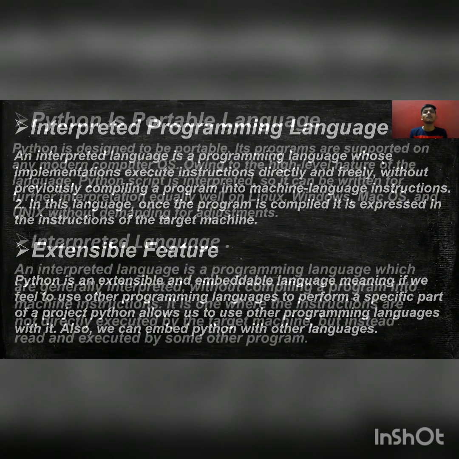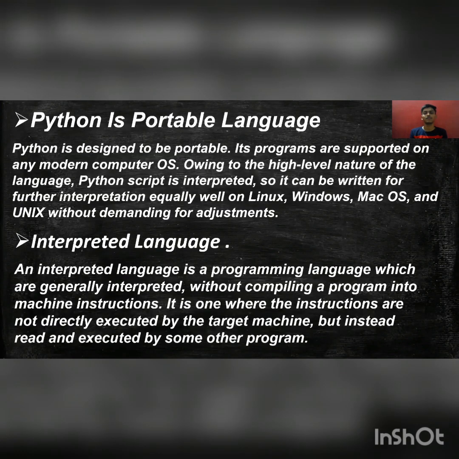Next, Python is a portable language. Why is Python a portable language? Because Python is designed to be portable. Its programs support any modern computer OS owing to the high-level nature of the language. Python script is interpreted, so it can be written for further interpretation equally well on Linux, Windows, Mac OS, and Unix without demanding adjustments.